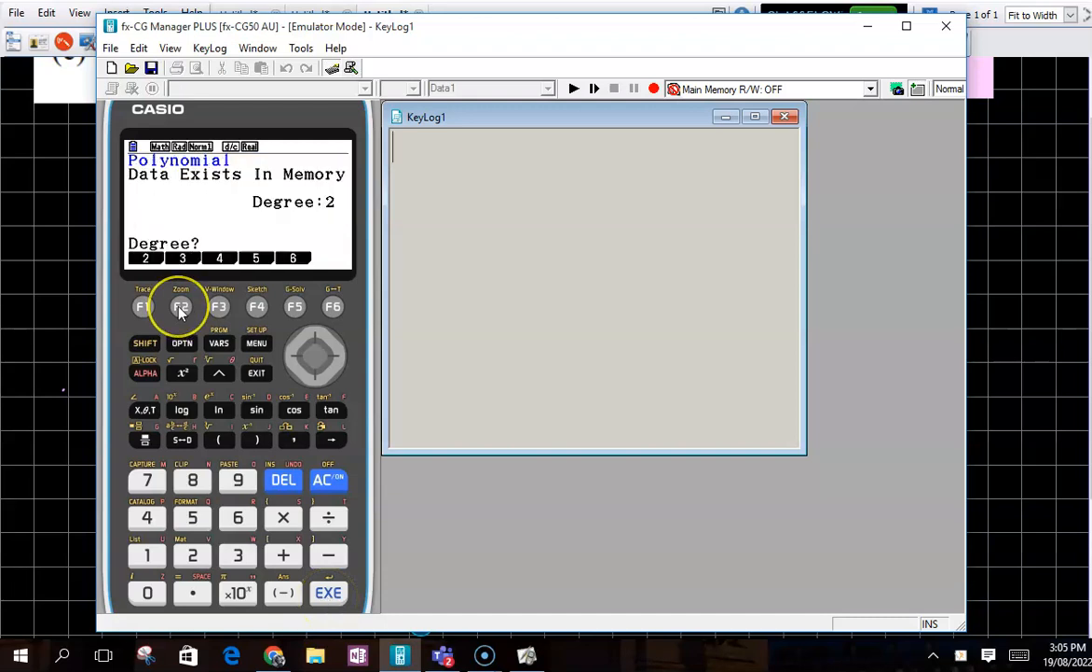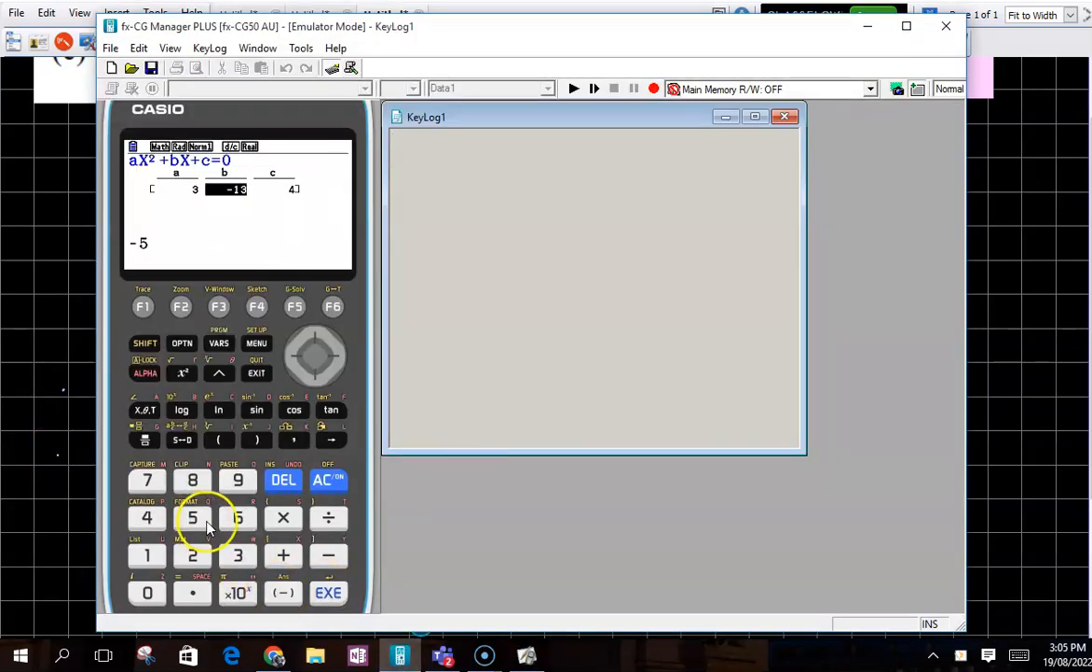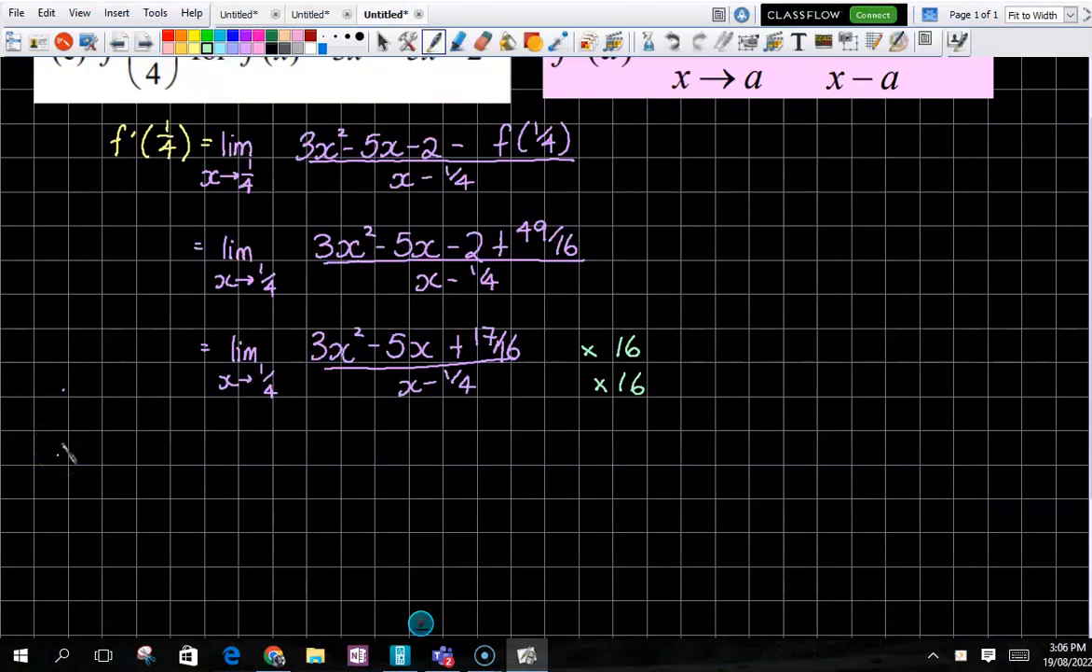So if we go into polynomial, degree 2, 3 minus 5, and you can see that it can factorize it for you. If you're not happy with that, you can go back and, as we said, times through by 16 because you're technically only timesing by 1. Do you agree?